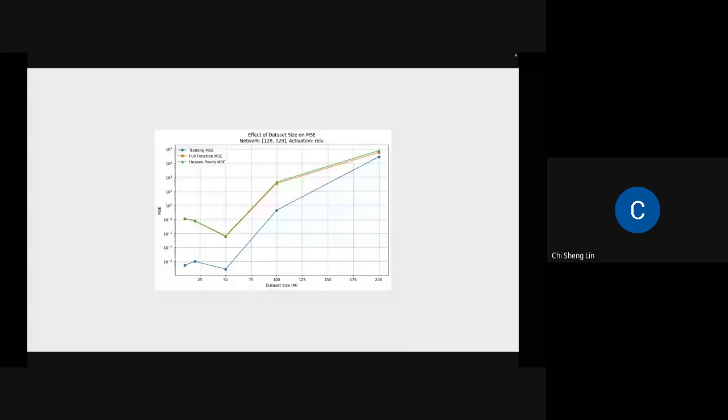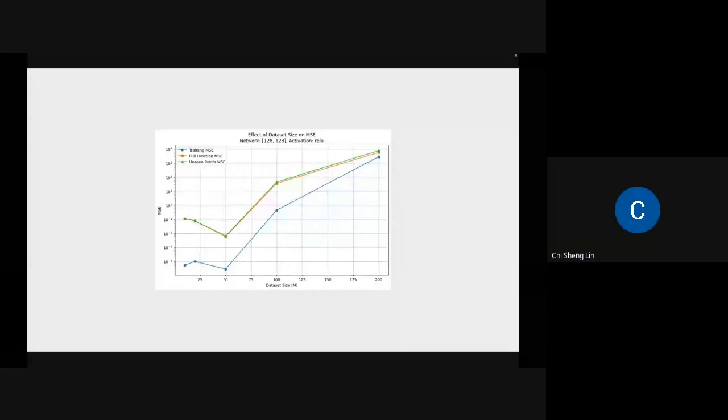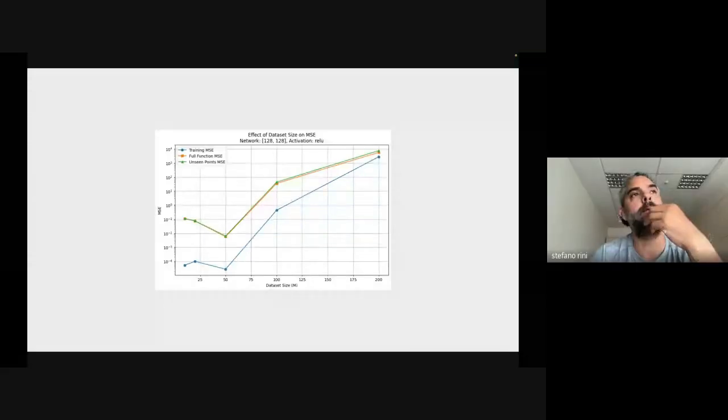So I think this suggests there's overfitting at small data size and poor generalization at larger size. But that's because interpolation becomes so unstable, right? So you understand it now. Yeah, that's what happens. Go ahead. So very good.